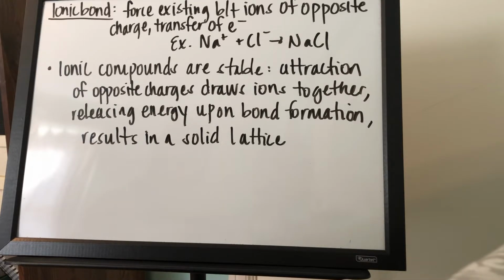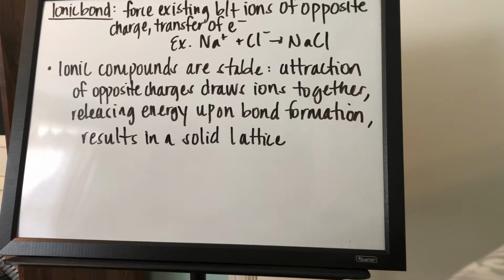Obviously an ionic bond is the attraction of a positive and negative ion, a metal and a nonmetal. I defined it as the force existing between ions of opposite charge. It involves the transfer of electrons. Our most famous example is the sodium ion and the chlorine ion forming NaCl.